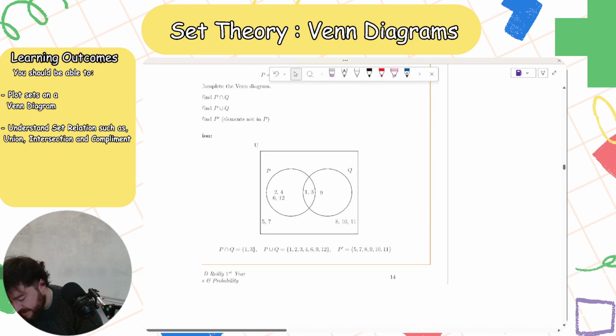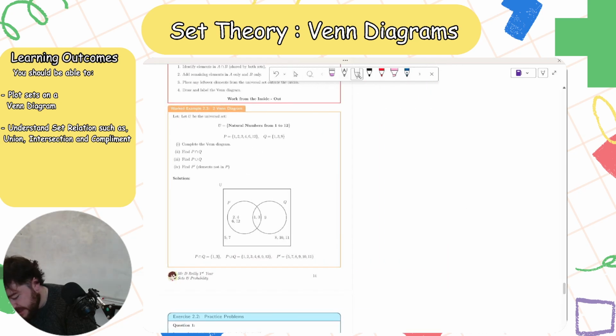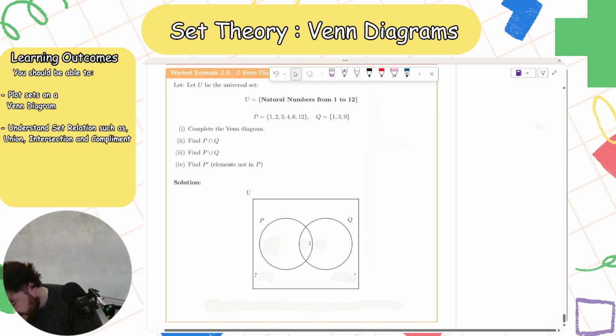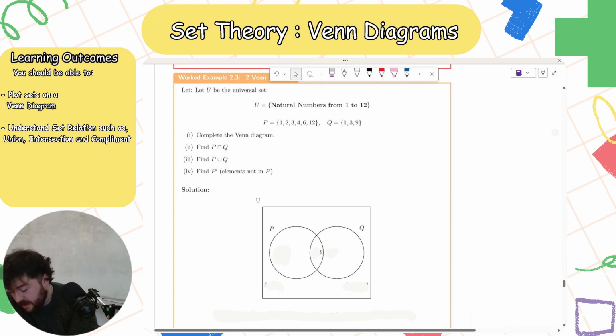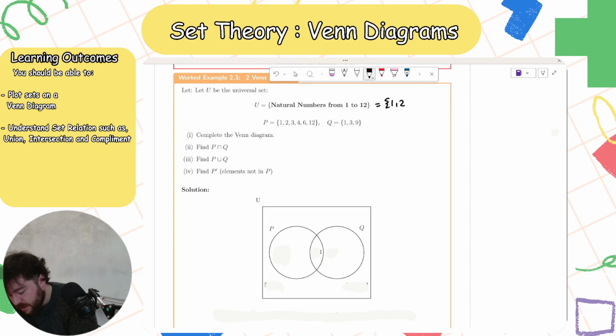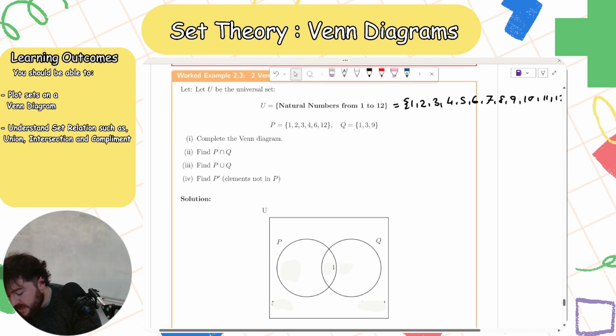So let's have a look at questions. Let U be the universal set, the natural numbers from 1 to 12. So that is 1, 2, 3, 4, 5, 6, 7, 8, 9, 10, 11, 12. And P is 1, 2, 3, 4, 6, 12, and Q is 1, 3, 9.